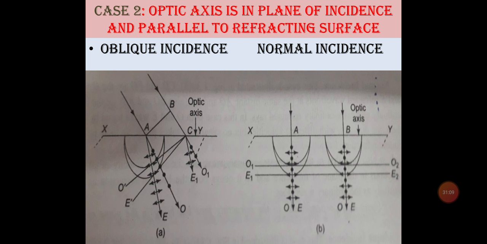Although these rays are traveling along the same direction, there is still double refraction, because these rays are traveling with different velocities. Because of the different velocities, a path difference is produced between O ray and E ray on emergence when they come out, but there is no separation into two beams. This property is used in the construction of the quarter wave plate and the half wave plate. This is a very important property.